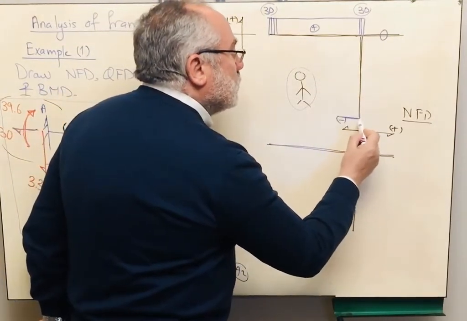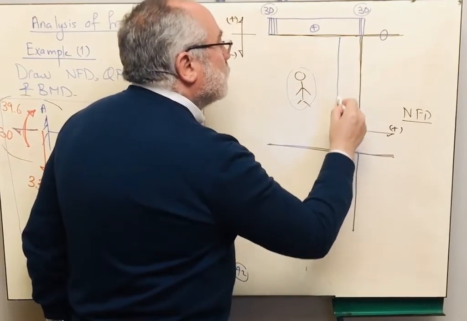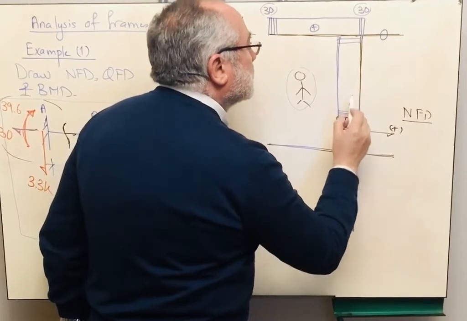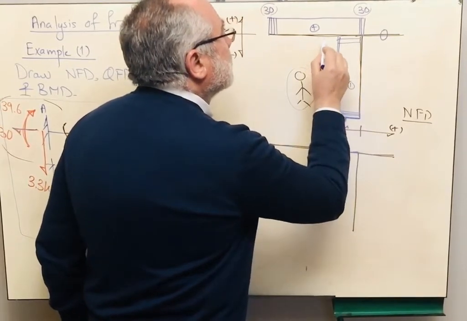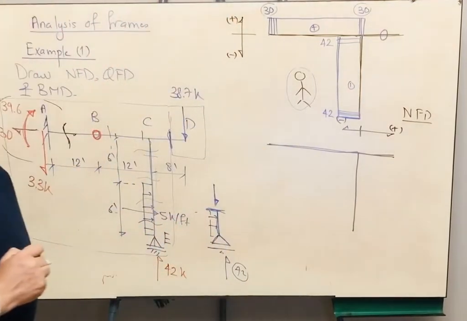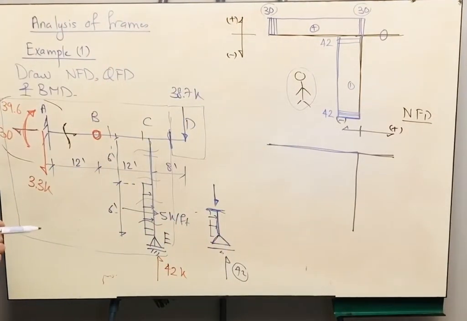I'm going to draw the normal force. Since it is constant, it will be drawn like this, and it is negative. The magnitude is 42 and 42. This is a complete normal force diagram. It gives us an idea of the magnitude of the normal force.